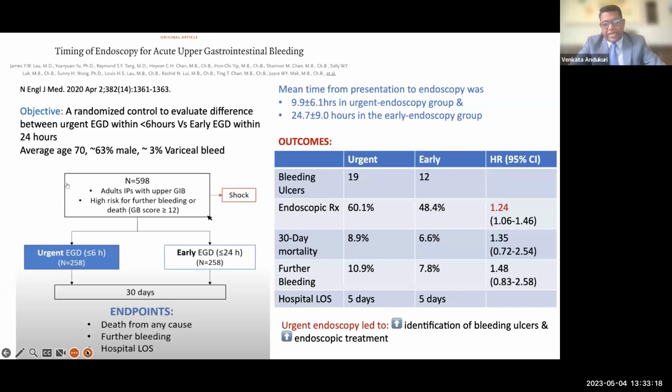So the advantage of urgent endoscopy was increased identification of bleeding ulcers and increase in endoscopic treatment. But mortality, further bleeding, and hospital length of stay, which were the primary endpoints of the study, it didn't matter. So essentially, we could wait. But one caveat: when I was talking to our GI colleagues, they mentioned that these studies don't include the brisk bleeders, those variceal bleeders, which is important to know.